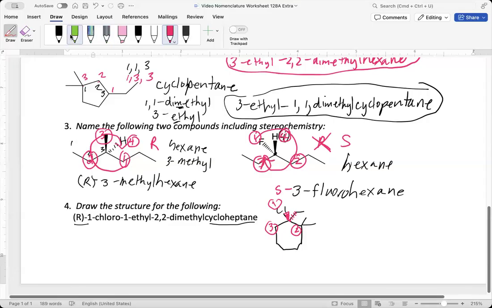So in this case, we're going to take the green pen and I've got the 1, 2, 3. And that is clockwise. Clockwise is R. So this is the correct structure. So let's draw that.